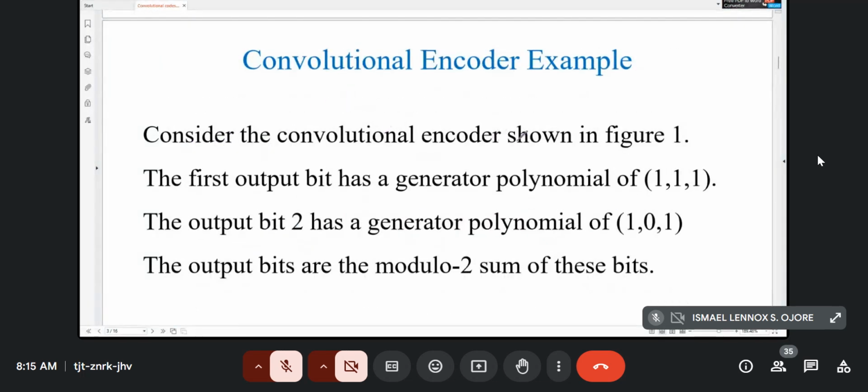So this one, the first one, is the convolutional encoder shown in the figure. The generator polynomial we are seeing is 111, which actually means 1 plus x plus x squared, because polynomials should always be given using x as a placeholder. And this other one is 1 plus 0 plus x squared. So you have these two polynomials.